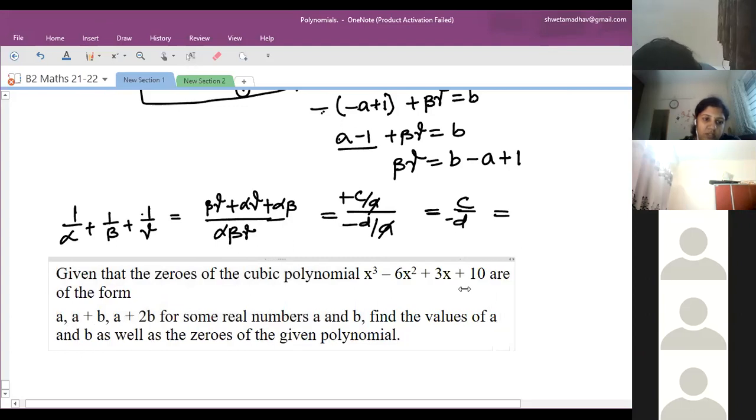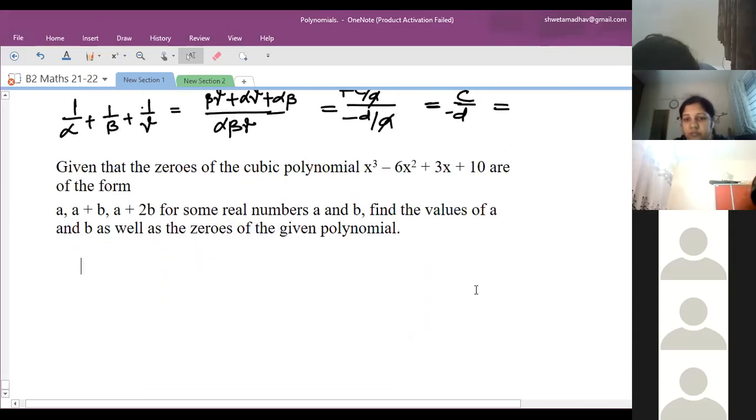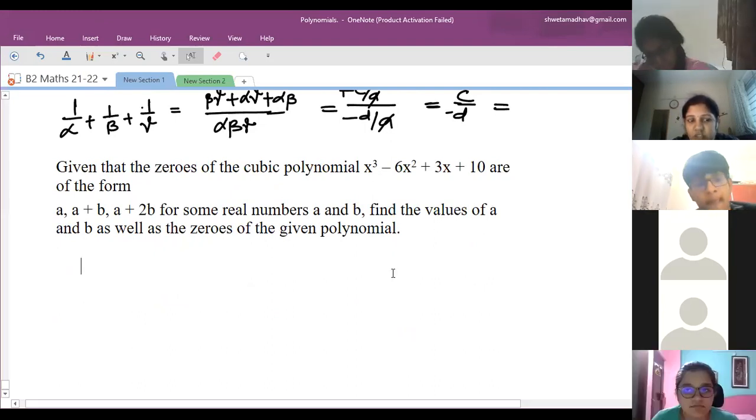Everyone now see the next question. Exactly similar are the remaining questions. So I will solve this and then others you can solve as homework. Everyone listen carefully. This question, read the question.